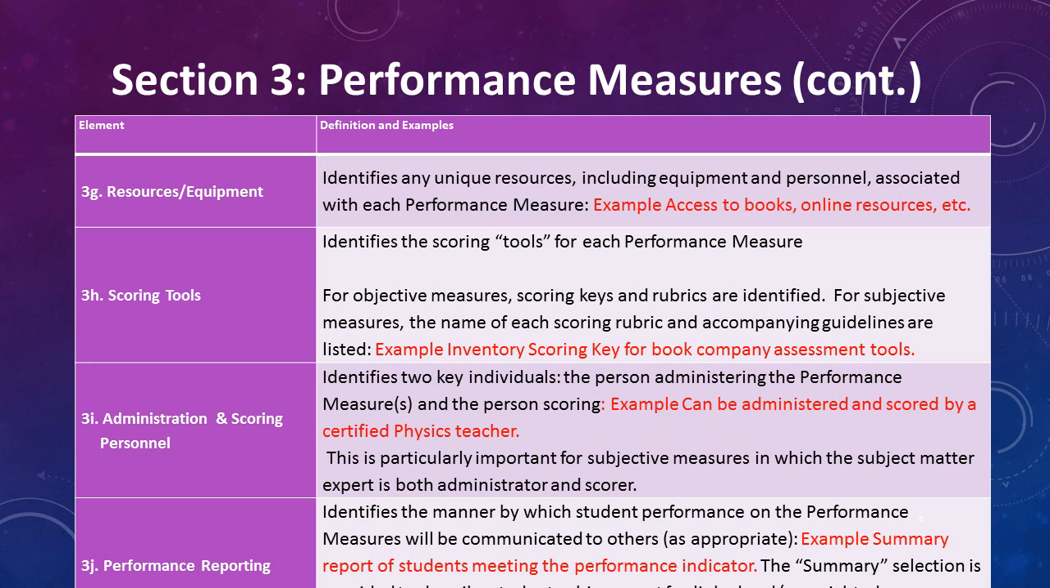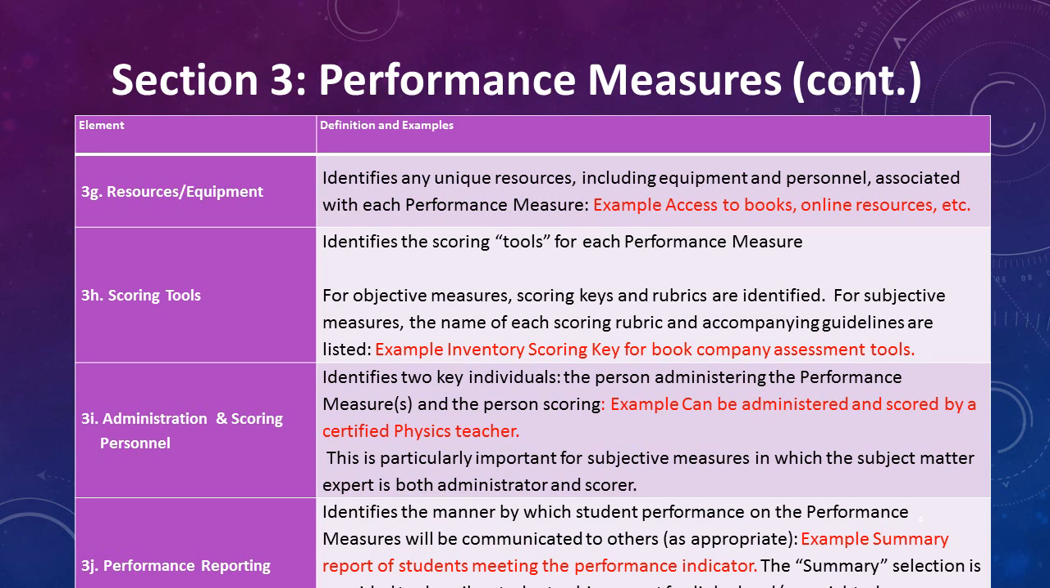The scoring tools identifies the scoring tool for each performance measure. For objective measures, scoring keys and rubrics are identified. For subjective measures, the name of each scoring rubric and accompanying guidelines are listed. So an example would be an inventory scoring key from a book company assessment tool. So that would be how it's being scored. Online scores are obviously instantly sent back from that company. Administration and scoring personnel. Who's going to be scoring this? This is particularly important for things that are subjective, like a rubric. You'd want more than one person to be grading it, just to take out the subjectivity of the assessment.